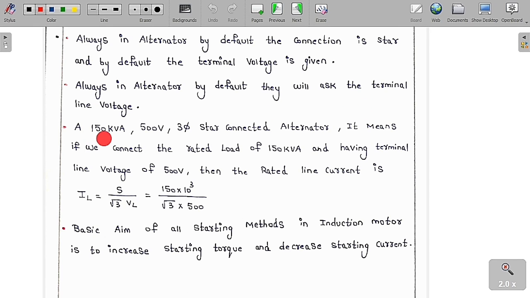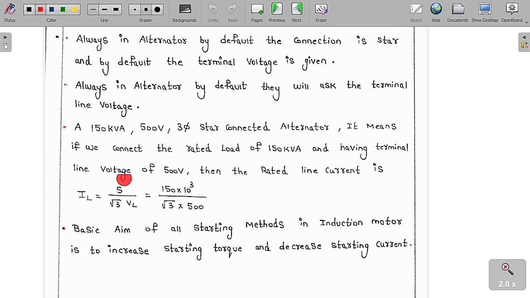For example, a 150 kVA 500 volt 3 phase star connected alternator. It means if we connect the rated load of 150 kVA and having terminal line voltage of 500 volt, then the rated line current is IL equal to S by root 3 into VL. S is 150 into 10 to the power of 3, by root 3 into VL, which is 500.